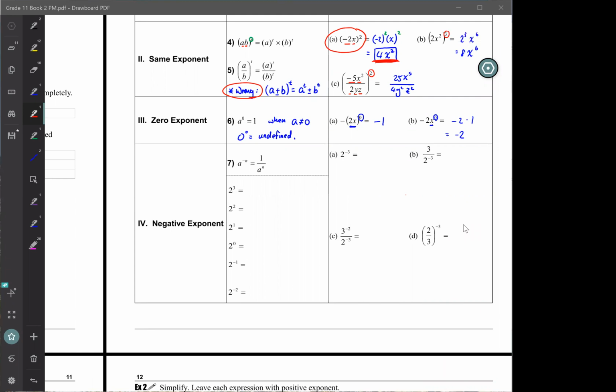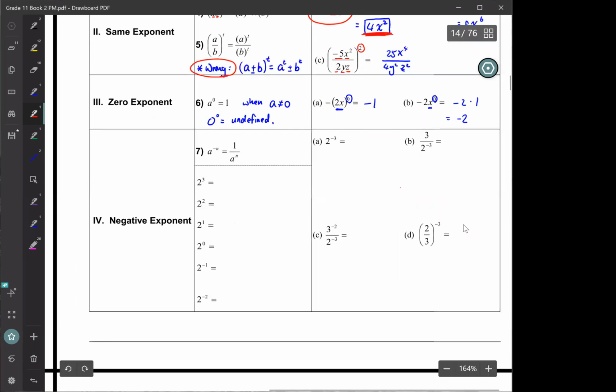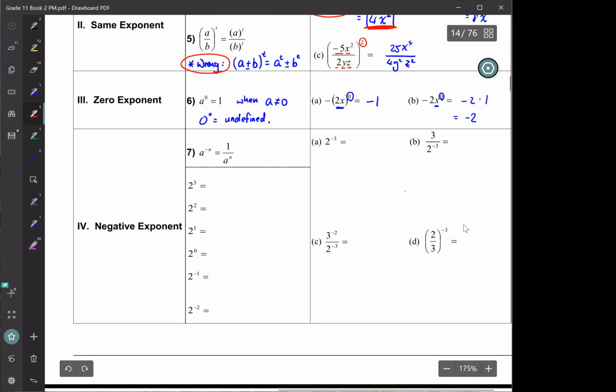Right, so now let's move on to the next law that we are reviewing, okay? It's the negative exponent. So how many of you remember what to do when the exponent is negative? Evan, do you remember? Not really. Okay, Harry, how about you?